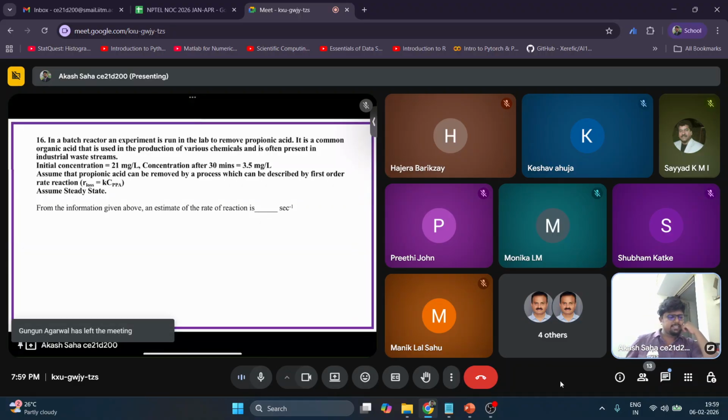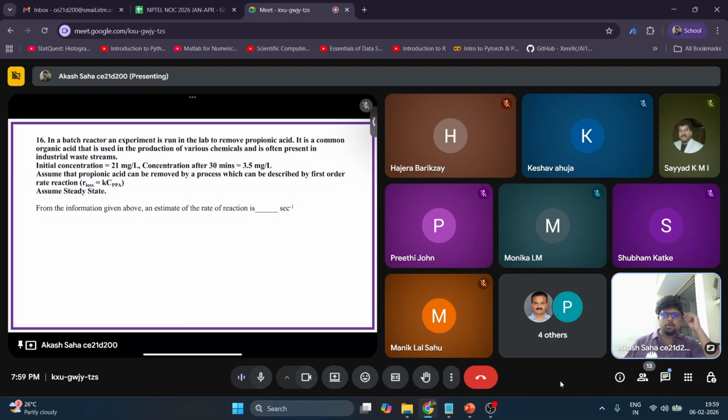So here it says that in a batch reactor, an experiment is run in the lab to remove propionic acid. So propionic acid is our contaminant. It is a common organic acid that is used in the production of various chemicals, and it is often present in industrial waste stream. So this is the generic information.